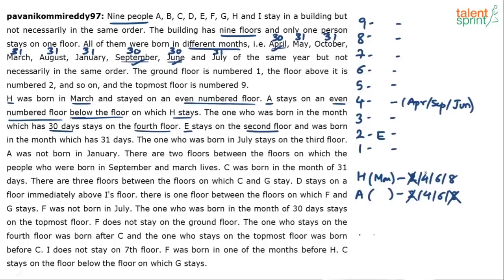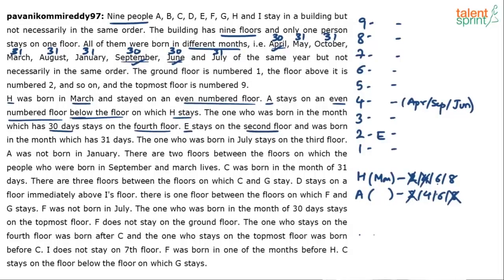Also, H cannot be on fourth floor now. Because if you take H on fourth floor, what happens? A should come below H. Going back to the previous statement, A stays on an even numbered floor below the floor on which H stays. So if you take H on fourth floor, A has to come below H. But below H there is no even floor available for A. So H cannot be on fourth floor. H can be on sixth floor or eighth floor. A can be on fourth floor or sixth floor. And A has to be below H.